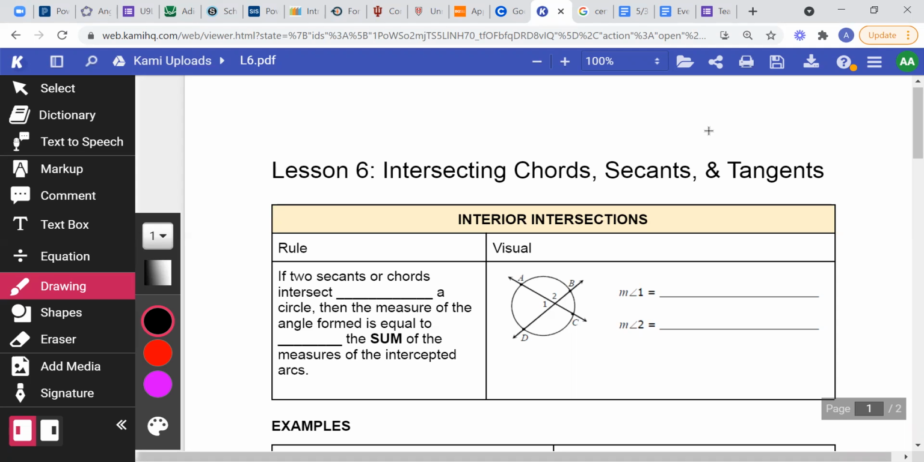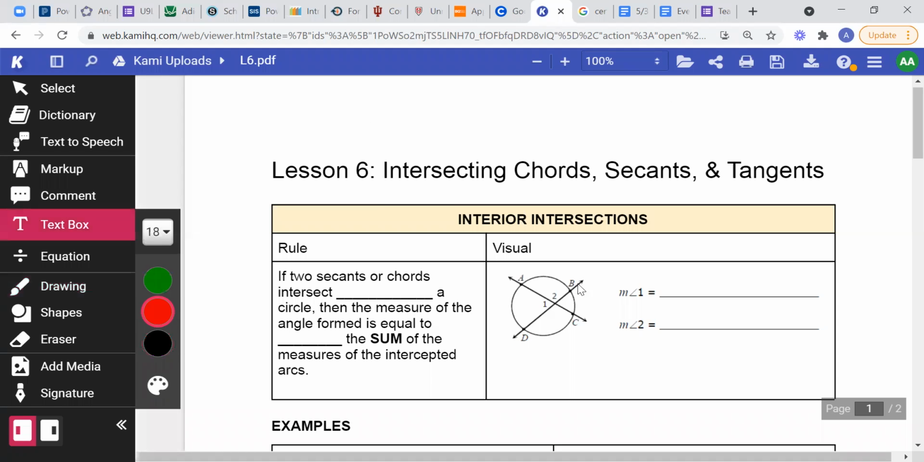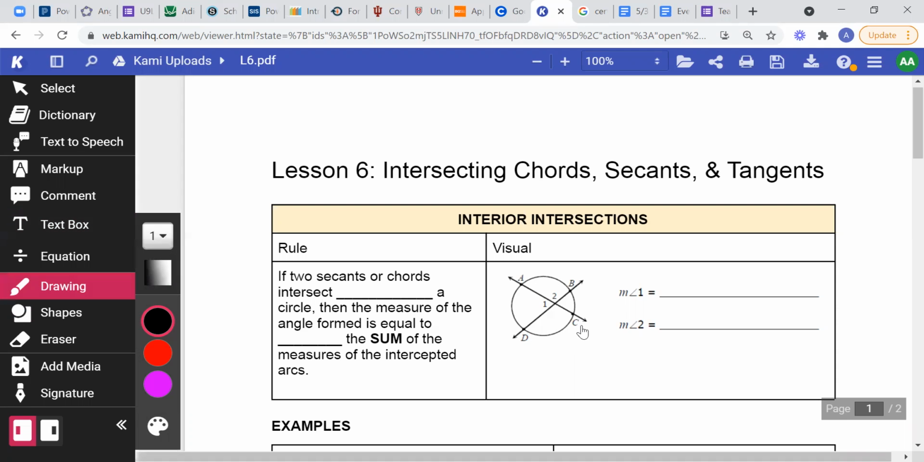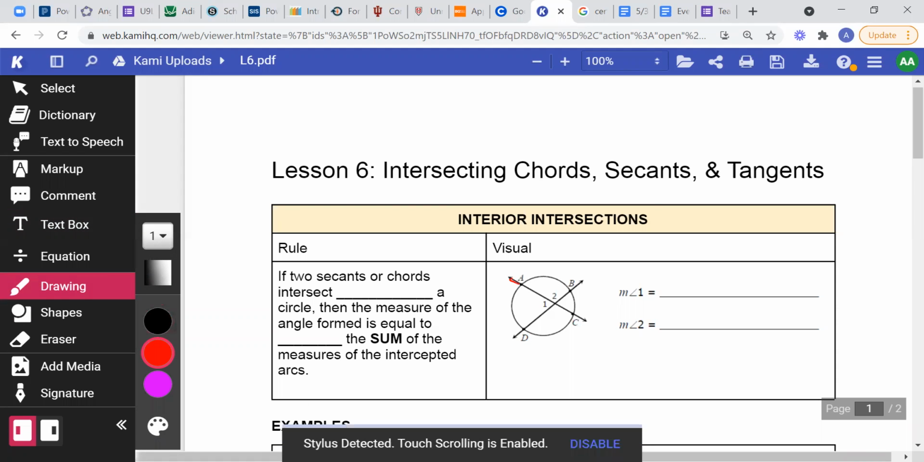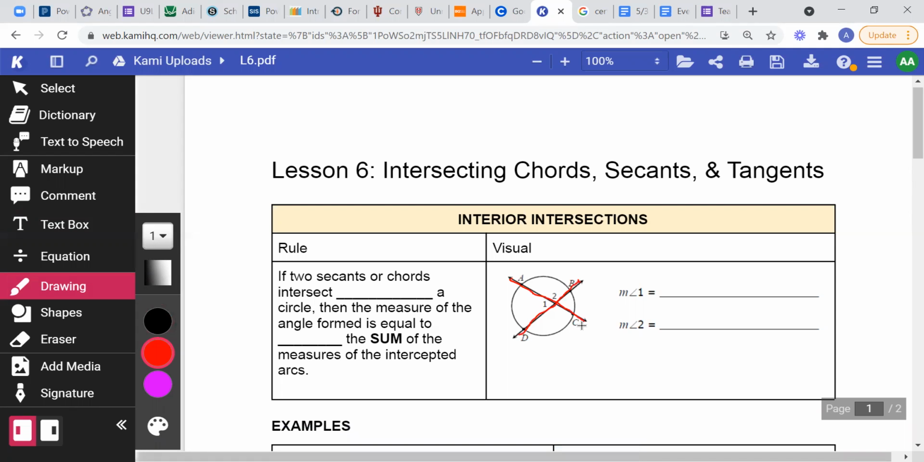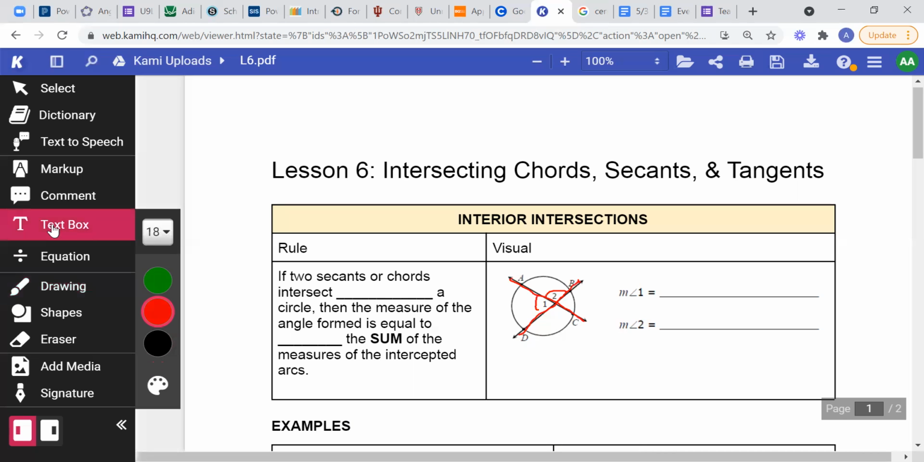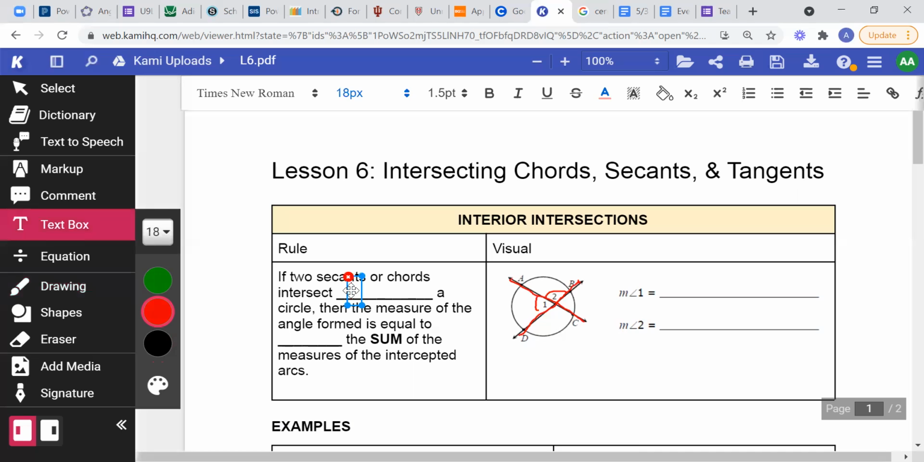So here, if two secants or chords intersect inside, as you can see, this line 1 and this secant 2, these two secants intersect inside and form this angle 1 and this angle 2. Since they intersect inside, if two secants or chords intersect inside a circle, then the measure of the angle formed is equal to half the sum of the measures of the intersecting arcs.